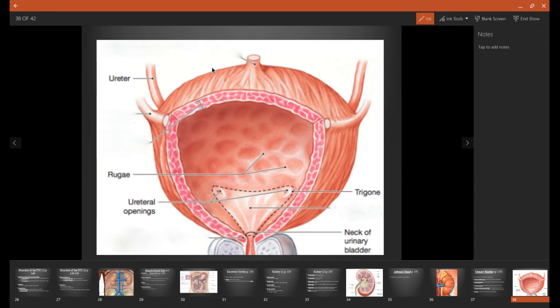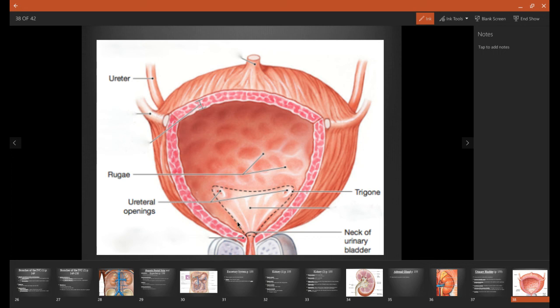So here is our bladder. We can see the ureters dropping down from each kidney on each side. So this little hole here on either side are the ureteral openings. We see all the rugae, all these little folds right here that allow it to expand. Then down here at the bottom, we have the urethral opening.